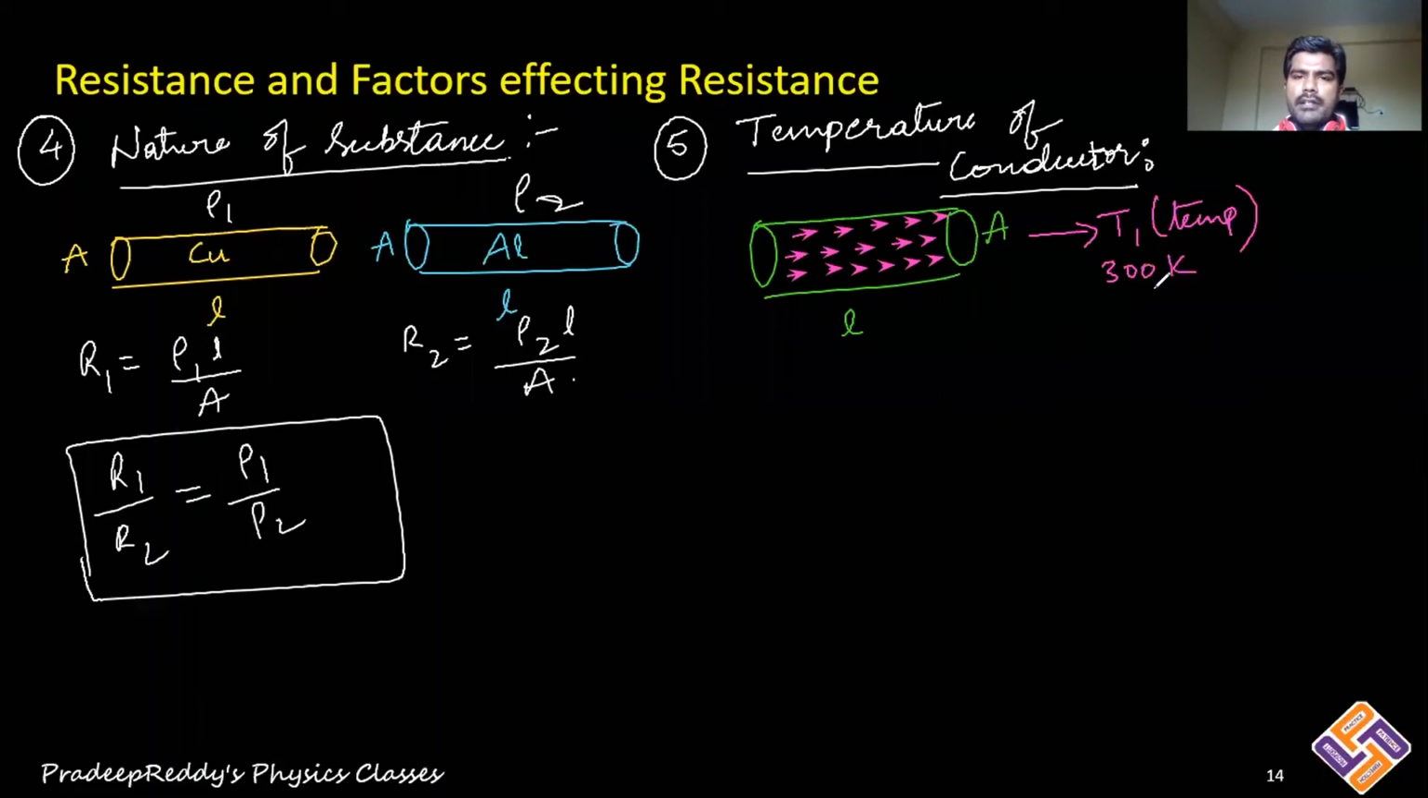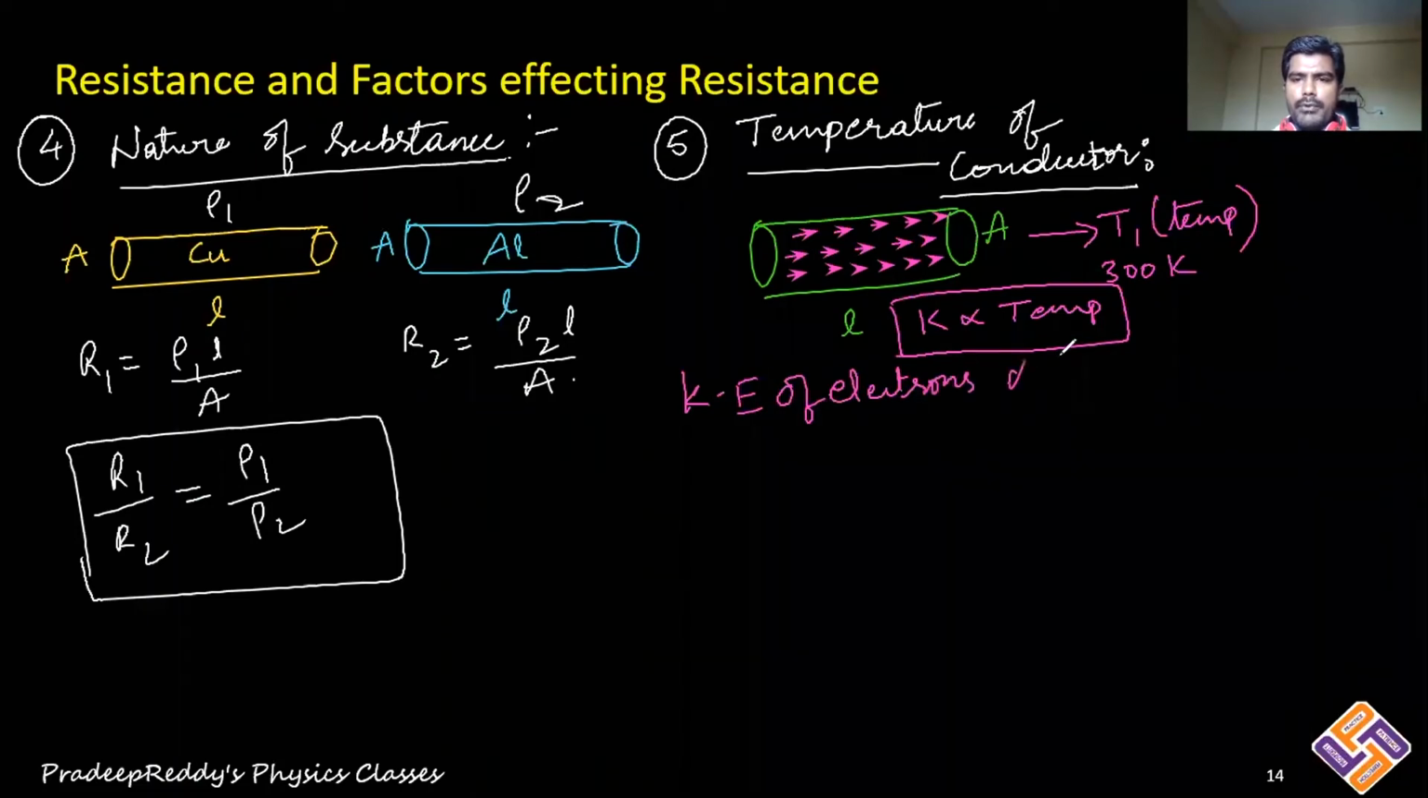At room temperature, these electrons will have some kinetic energy. So therefore, kinetic energy of the electrons K is directly proportional to temperature, right? Kinetic energy of electrons is directly proportional to temperature. Very, very important thing. So if temperature is increased, what would happen? Kinetic energy of the electrons will increase. As temperature increases, kinetic energy of electrons increases.